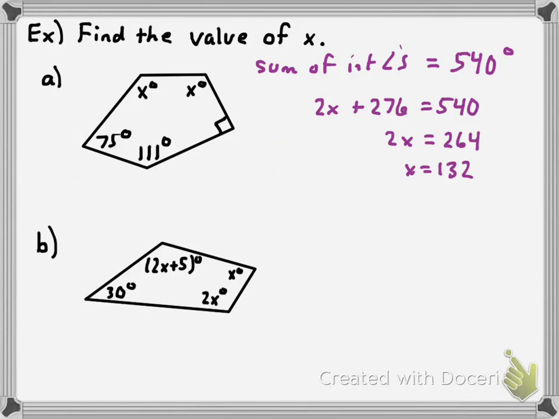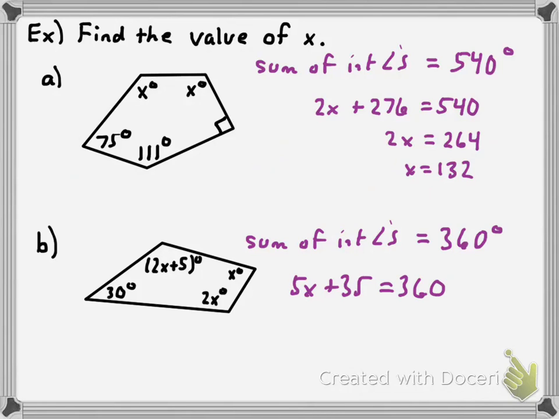All right, go ahead and try part B. You should pause the video and do this on your own. All right, first of all, you should have figured out that there are 360 degrees in a quadrilateral, and that is a quadrilateral right there. And then when you added up the like terms to add the angle measures together, you ended up with 5x plus 35 is equal to 360. Then 5x equals 325.